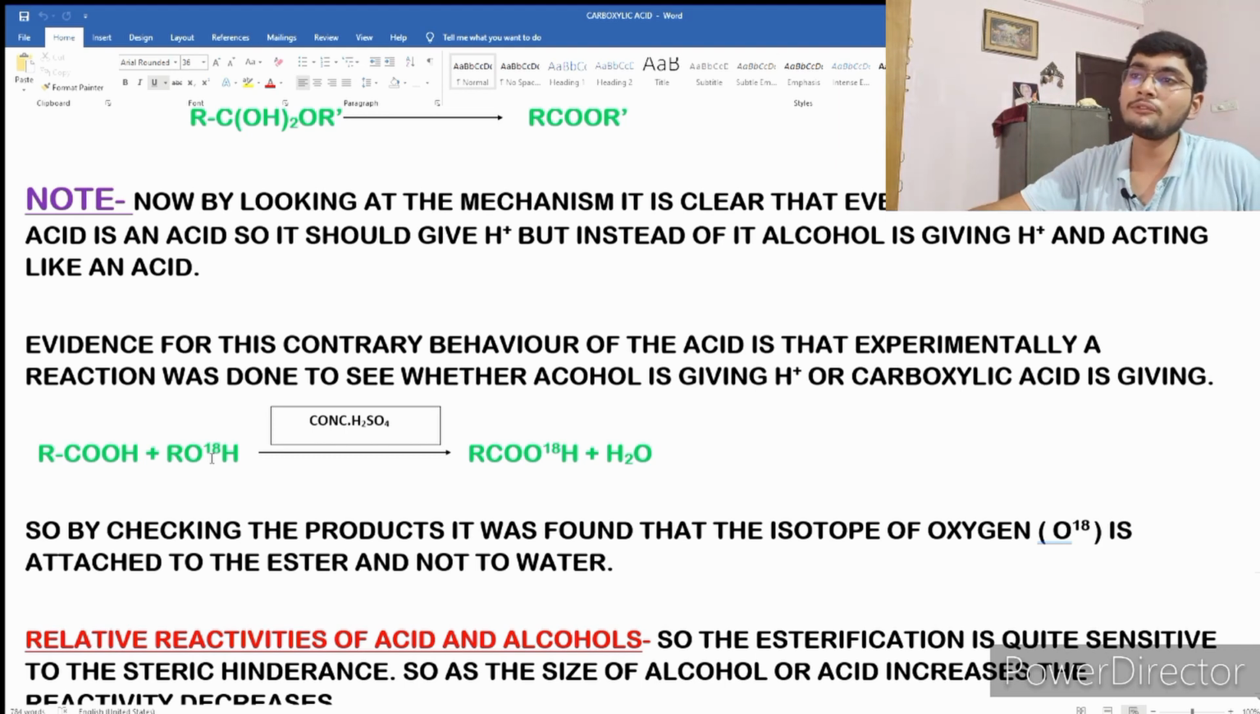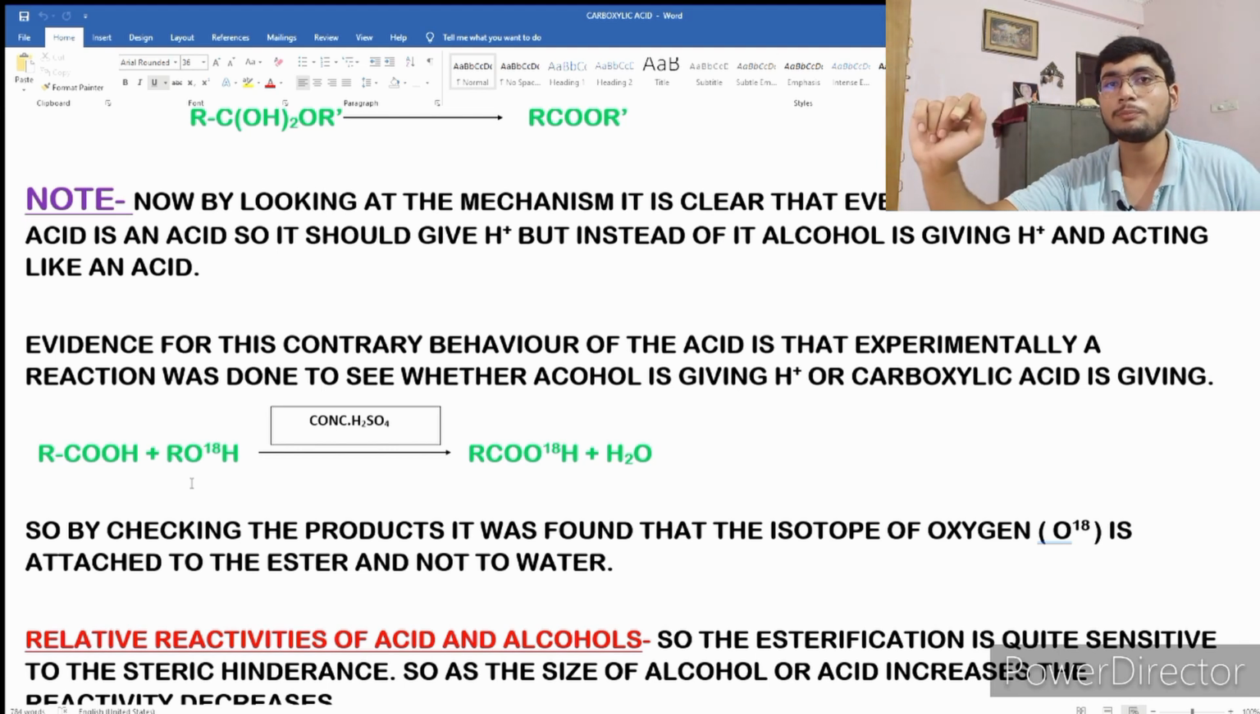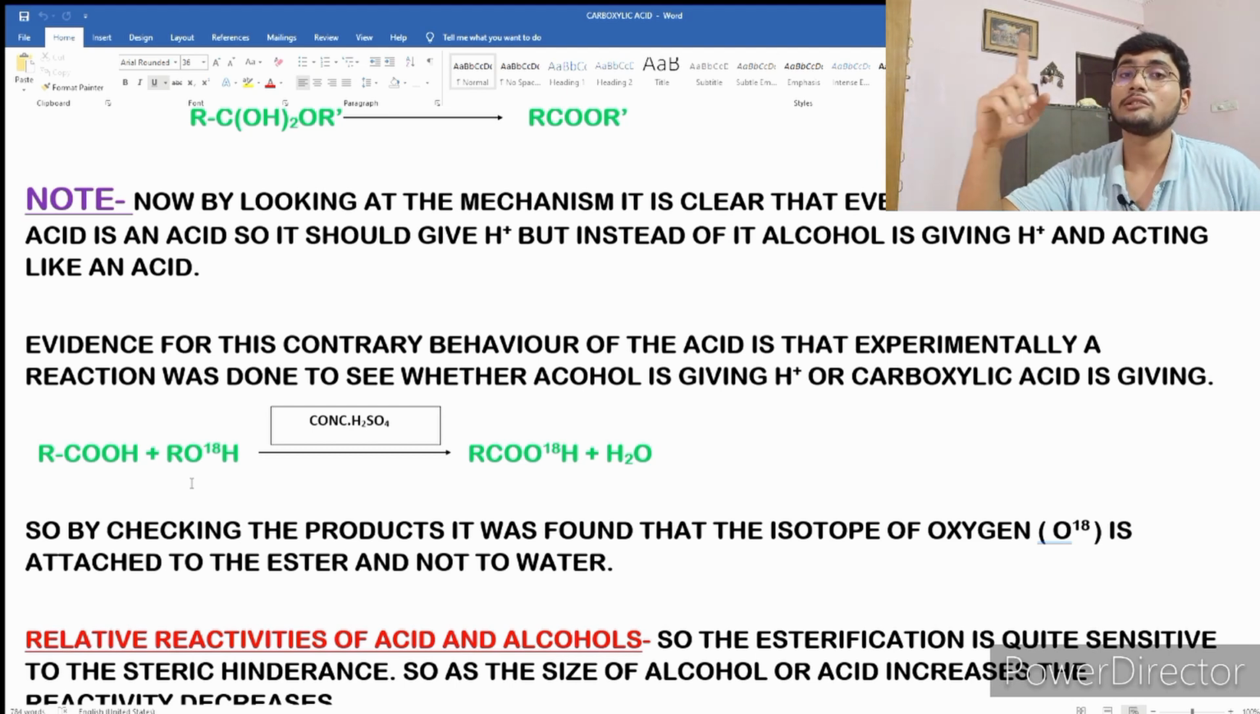So we have taken this alcohol for the purpose of seeing whether the alcohol is giving H plus or not, because if the alcohol has given H plus, the OR will get attached to the ester. Let me repeat it: if the alcohol is giving H plus, the remaining OR of the alcohol should get attached to the ester. And if the carboxylic acid is giving H plus, the isotope oxygen should be present in water. So you see that this is a carboxylic acid, this is an alcohol, and the oxygen is the isotope, oxygen 18.